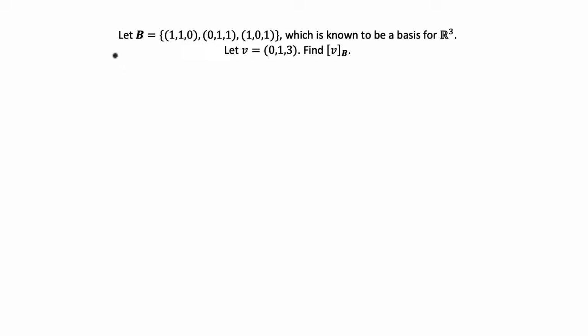Hey everyone, in this video I want to do this linear algebra problem. In this problem we're given a basis B for a vector space, which we're given is R3. So it's a basis for any three-dimensional vector space. We're given a vector lowercase v, which is 0, 1, 3, so it's just an example three-dimensional vector. And we're asked to find the coordinate vector v of b. So v of b is also known as the coordinate vector.